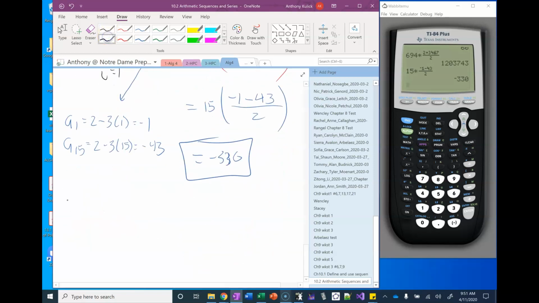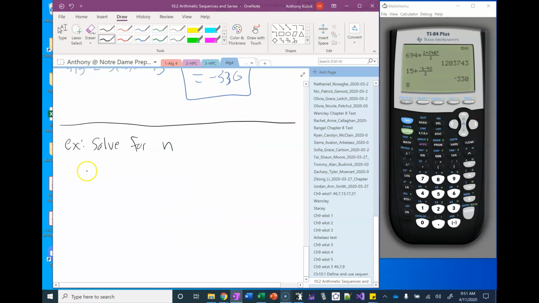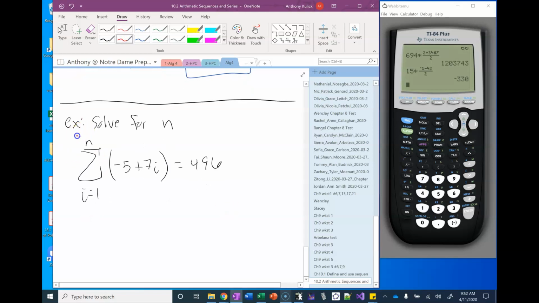One last kind of question that we might ask is I might ask you to solve for it. So let's say that we have this summation notation. So we have the sum from i equals 1 to n of negative 5 plus 7i is equal to 496. Well, I know that this sum is going to be n times the first term plus the nth term divided by 2, and that has to equal 496.